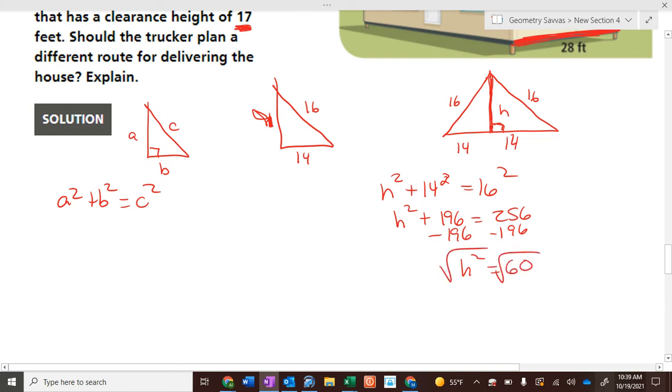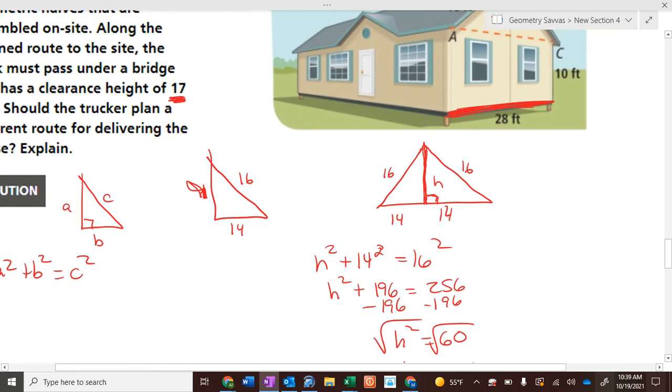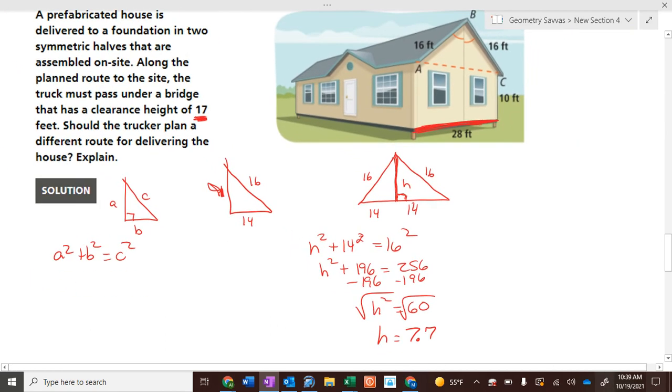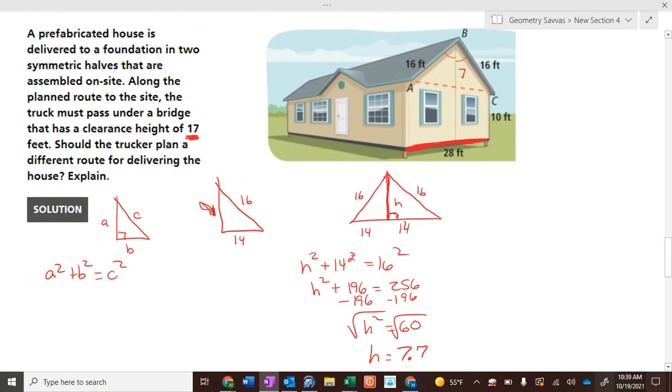Well, if we take the square root, you need a calculator, somebody. What is the square root of 60? About 7.7. Now, if this is 7.7 right here, and this is 10 right here, what's the height of the house? 17.7 feet. It's going to hit that bridge. It's going to rip the top off, so the driver needs to find a different route. Okay?